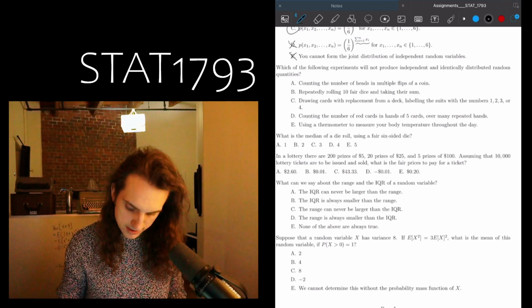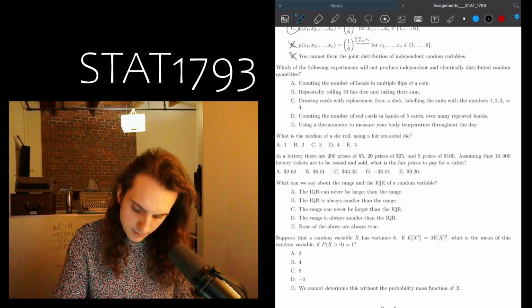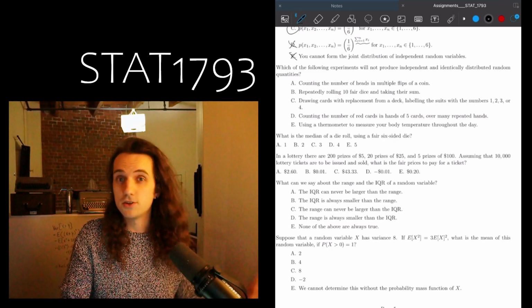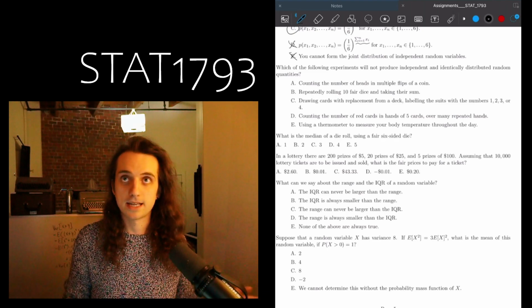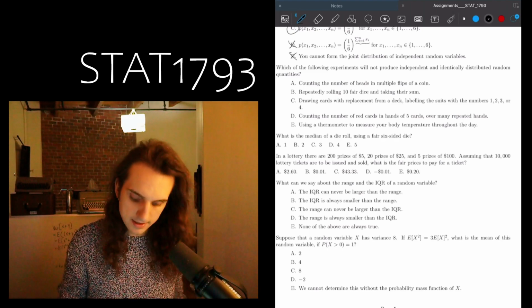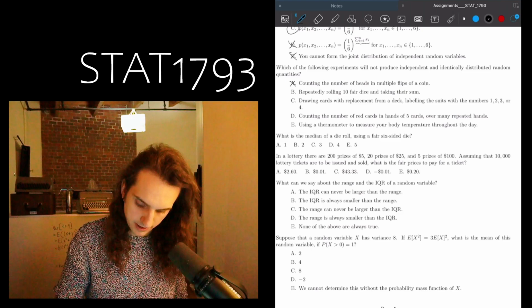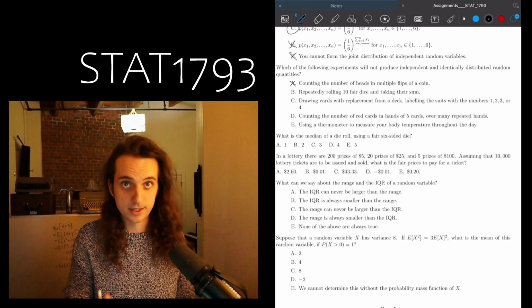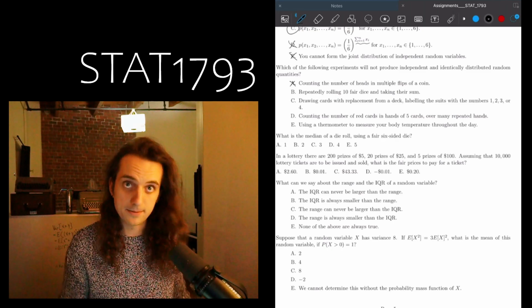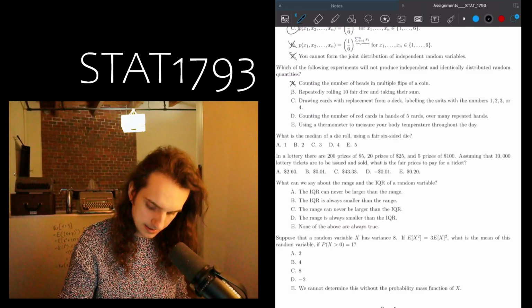Okay, so let's go through these one by one. Number of heads in multiple flips of a coin. If you just count that up, and let's say you flip the coin 10 times and then repeat that over and over again, that will produce IID variables. Repeatedly rolling 10 fair dice and taking their sum, right? So we roll the 10, add those up, roll the same 10, add them up again. That's going to be IID.